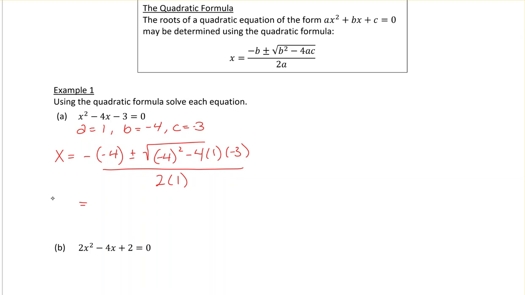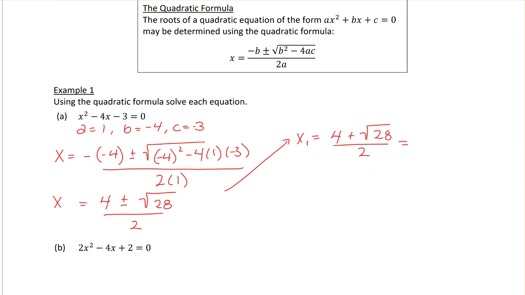If you simplify all of that, you get 4 out front. 4 squared is 16. Subtract 4 times 1 times -3, which is 12, and you end up adding 12. You get 28, divided by 2. Remembering here we branch off. Our first value of x is going to be equal to 4 plus the square root of 28 divided by 2, and our second value is going to be 4 subtract the square root of 28 divided by 2.